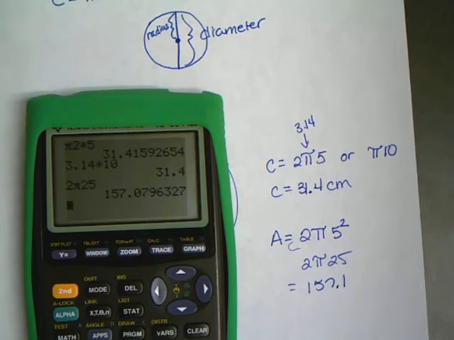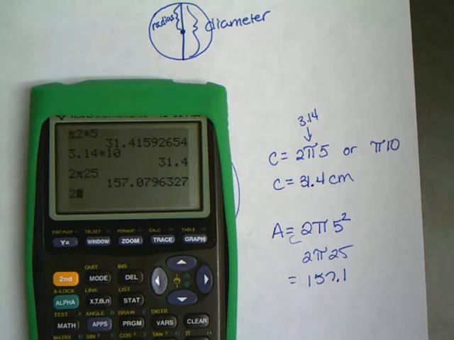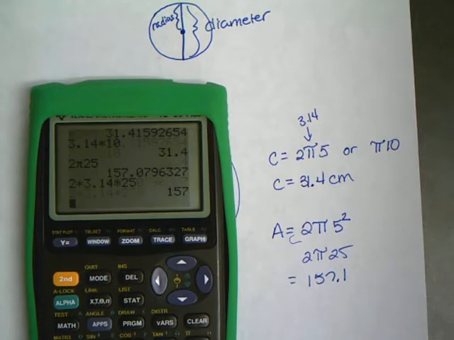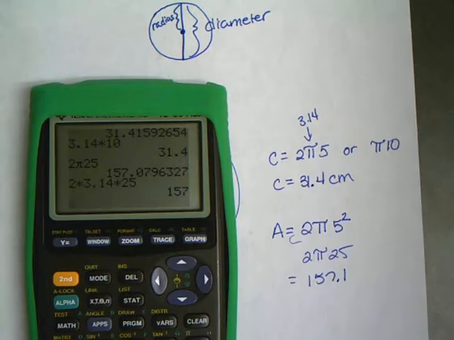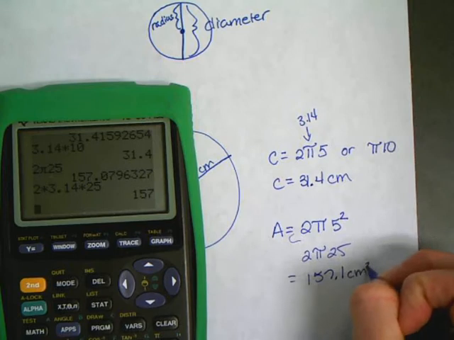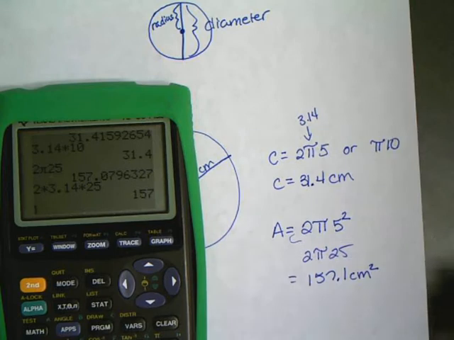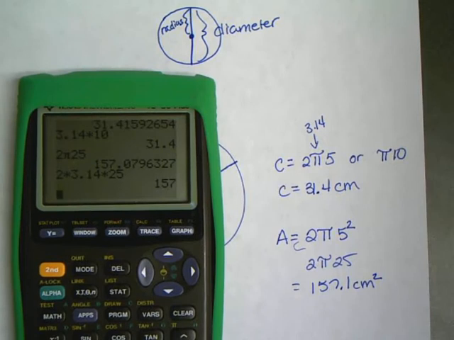Now let's look at it if we don't use the pi symbol. 2 times 3.14, that's my pi, times 25, gives 157. So you get a difference of a tenth. And that would be centimeters squared because we are finding area. So this is just a lecture that you needed to learn, and there are going to be problems with circles on it, finding area and circumference of them. That's it. Thank you.